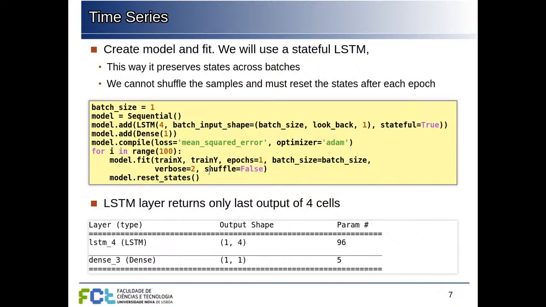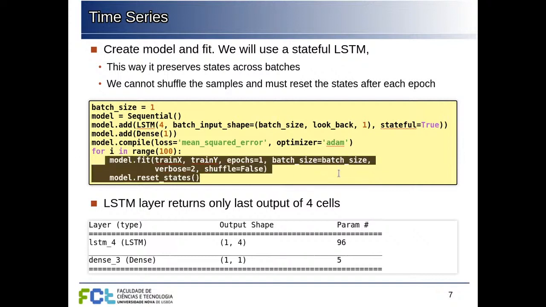If we let Keras shuffle the training set for each epoch, then it will ruin everything, because now the network will receive samples in random order and the memory of what happened before would become meaningless. Okay? So we cannot let Keras shuffle our training data like in this case.